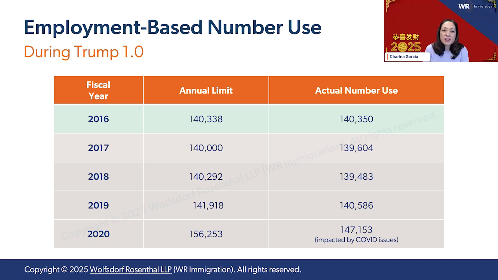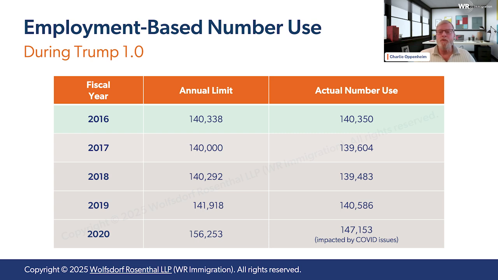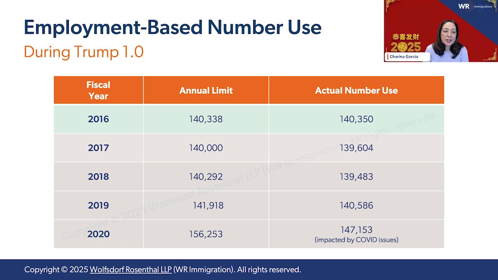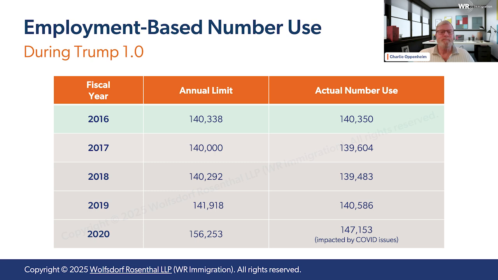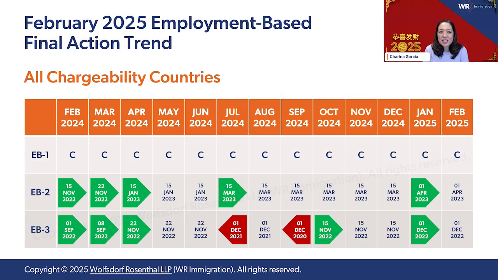What happened to the extra 9,000 numbers that weren't used, Charlie? Those numbers were then, quote, fall across for potential use in the determination of the fiscal 2021 family-sponsored annual limit. But for all intents and purposes, those 9,000 numbers were lost forever. Oh, okay. So basically just from what Charlie's saying, the number usage was actually still the same. So nothing really changed during Trump 1.0, right? Right. Okay, so we go to the next slide and let's talk about your predictions and the trends.